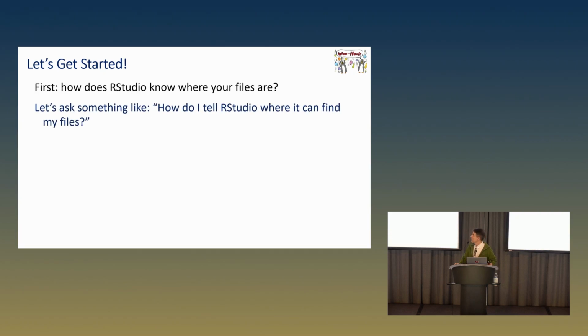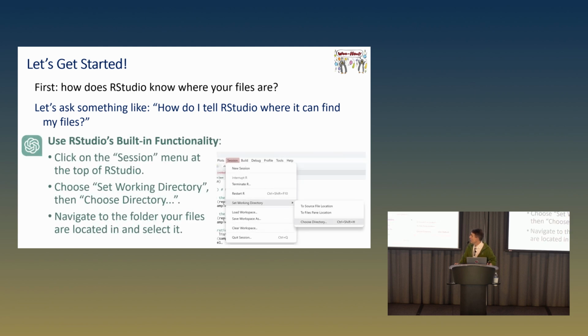So you can just ask something like, how do I tell RStudio where I can find my files? In every case, I'm just giving you ChatGPT's answer. I just deleted unnecessary stuff. I didn't change anything, and I formatted it. So it tells you, and then I put these pictures in myself. Click on the Session menu at the top, choose Set Working Directory, exactly right, and navigate to the folder where your files are going to be. So hopefully everybody was able to download the data and access the data.